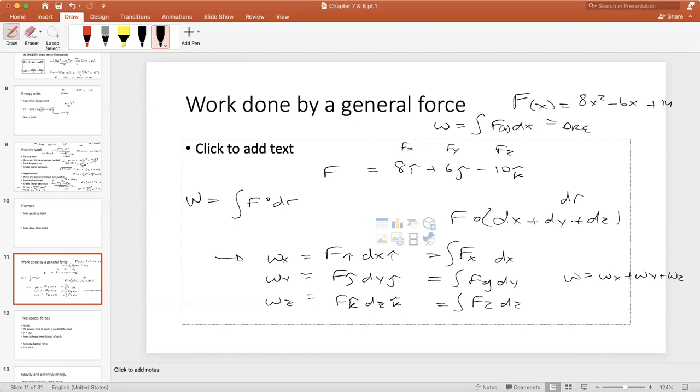So I don't think I'll assign any homework on this. I hope not. But if I do, it'll be a simple integral. And you just need to make sure that you know how to perform the dot product before you perform the integral. Less said about that, probably better.